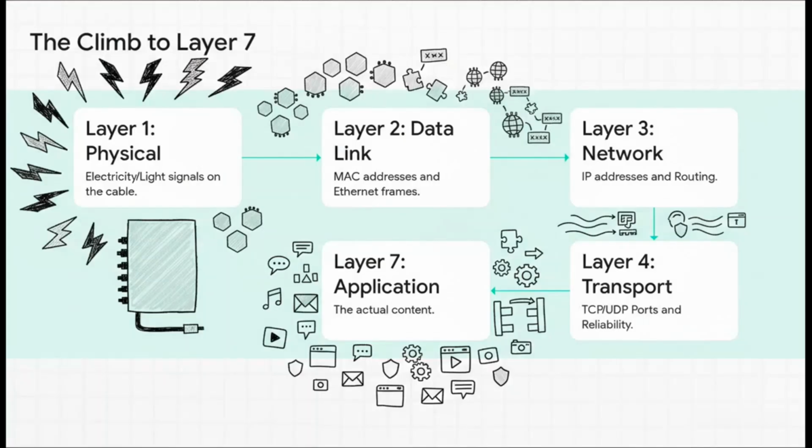You know, our whole climb started way down at the bottom, with just raw electricity and pulses of light zipping through a cable. That's the physical layer. Then we moved up a step, giving our data a local address with MAC addresses, then a global address with IP addresses, and then we made sure it got there reliably using TCP ports. See how each step adds a bit more structure and order? It all leads right up here, to layer 7, where all that technical stuff finally becomes the actual content we wanted in the first place.